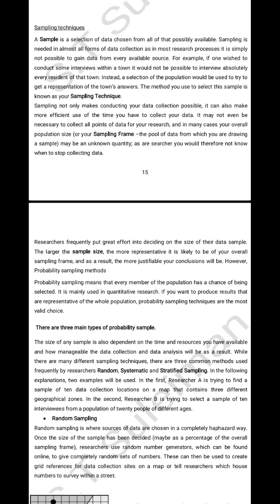So we have two types of sampling techniques. We have one, probability sampling method. We have two, non-probability sampling method. Let me discuss probability sampling method very well. Probability sampling method is subdivided into three. We have one, the random sampling method. Two, we have the systematic sampling method. And then three, we have the stratified or strata method of sampling.